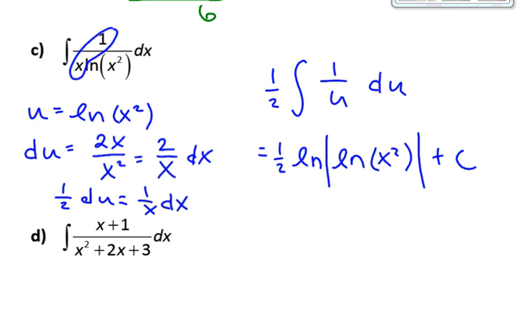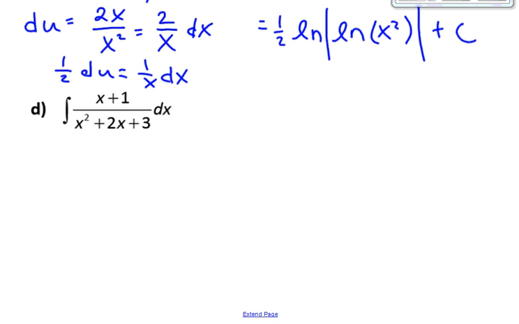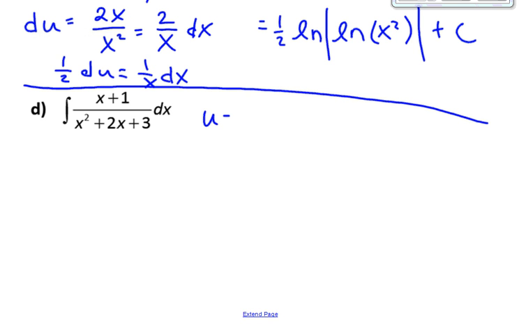Okay. All right, for the next one. Now what we can see is you're not going to do long division with d, because the degree in the numerator is less than the degree in the denominator. So this would not be long division. This would simply be where u is the denominator.